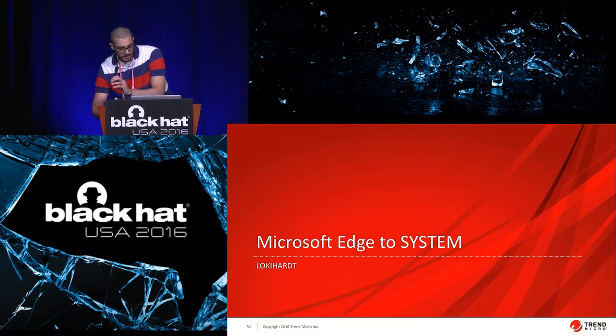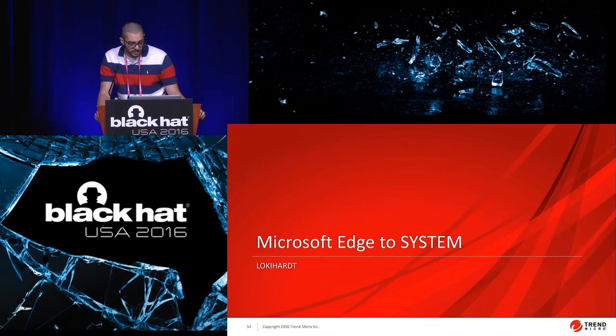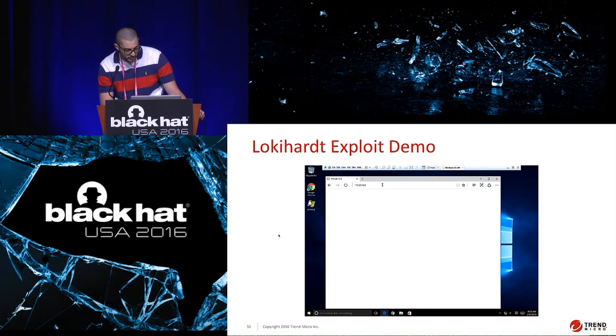Right. So before going through the chains, it's worth noting that the Edge bugs that we got in point one were found by auditing the source code of Chakra, which is interesting. Both Edge bugs, from Loki and from Kintin. So I'm going to be covering Loki's chain here. I'm going to play a small video.